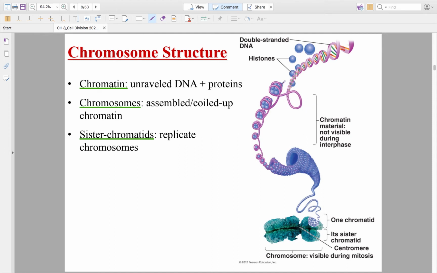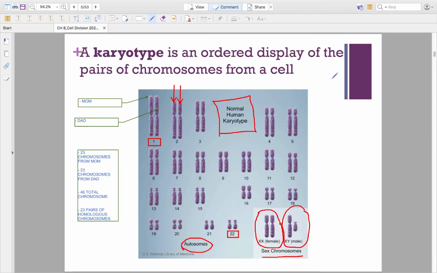And it's wrapped around these proteins called histone proteins. So this is chromatin, all of this uncoiled stuff. Now, chromosomes coil up and they make that chromosome shape that we saw earlier, like this. Look at them one at a time.